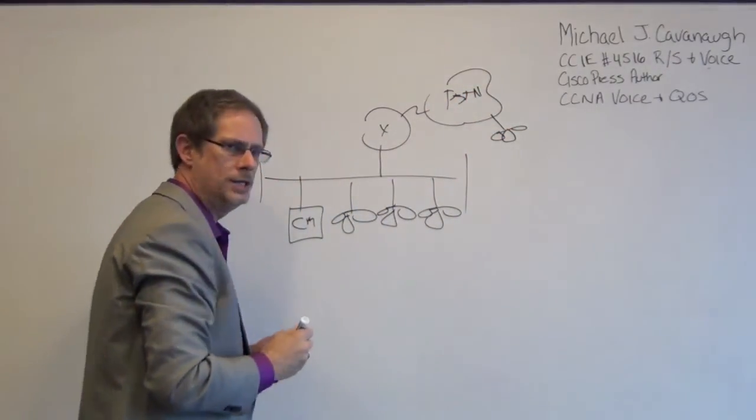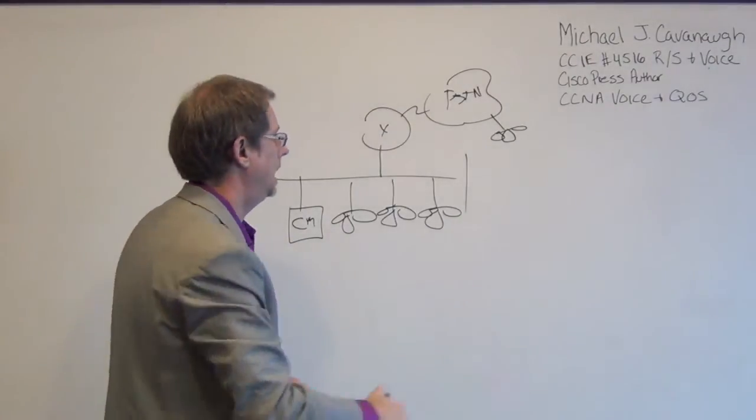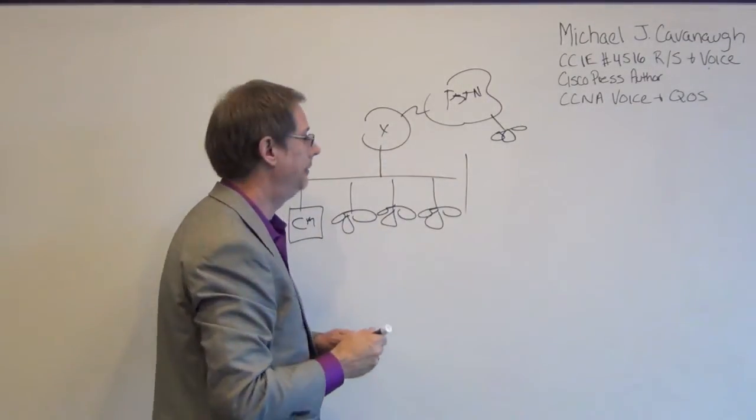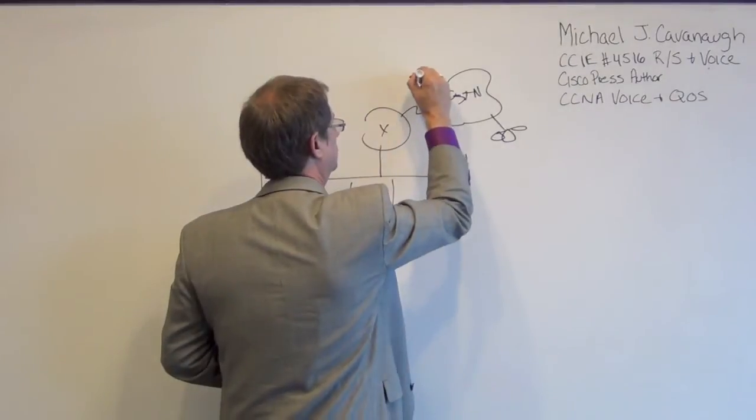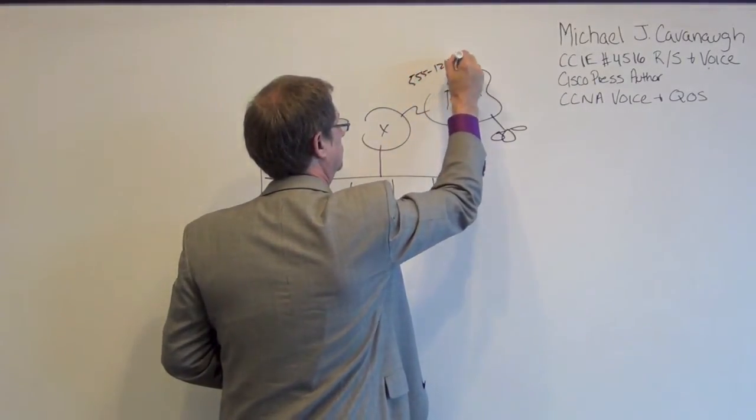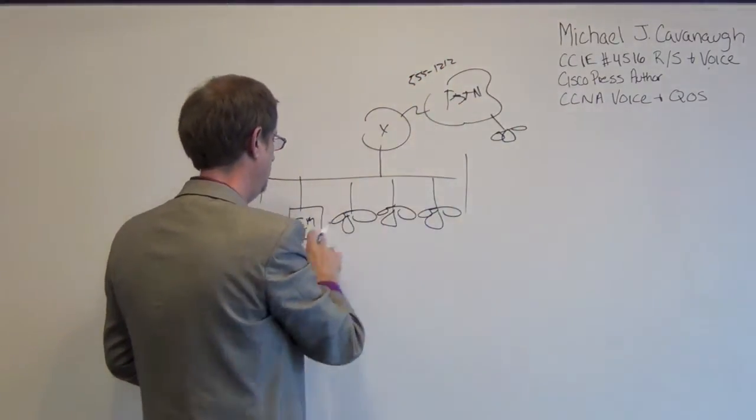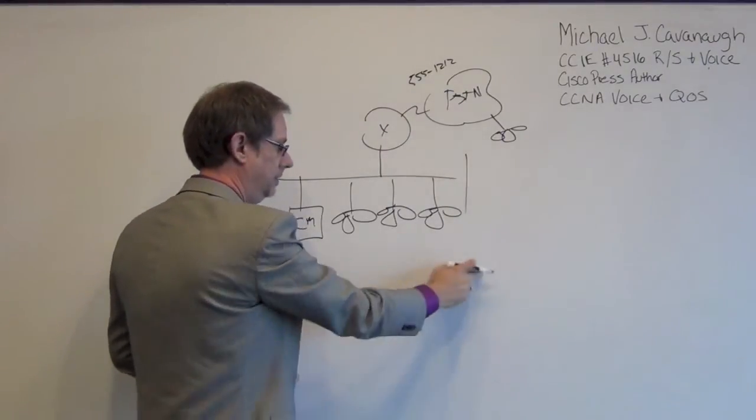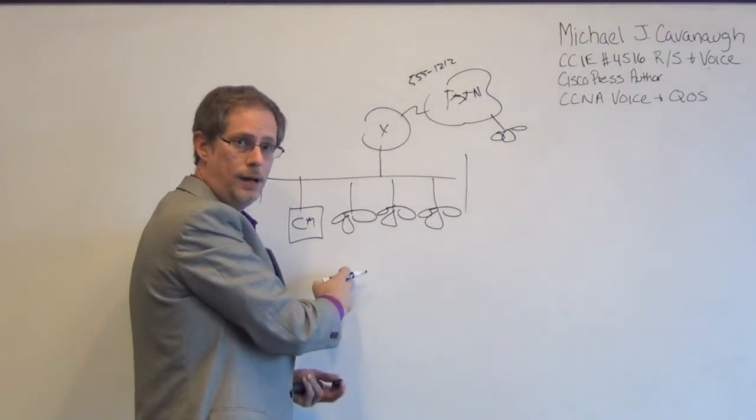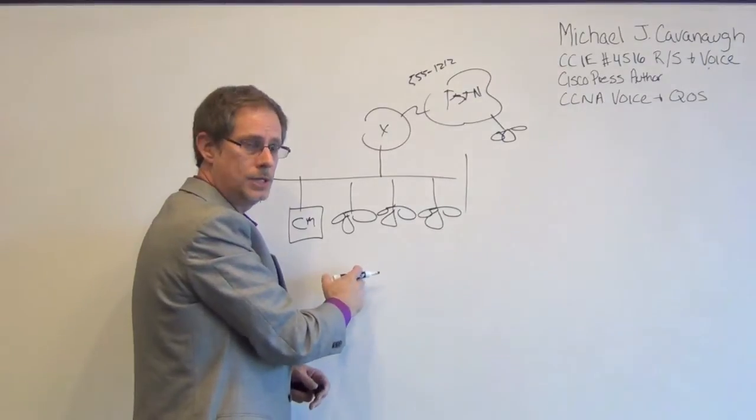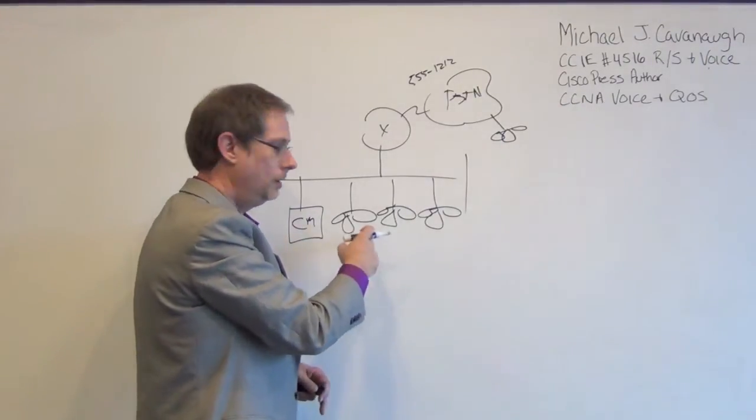So what is a hunt group? Essentially, I dial a number from the PSTN, let's say 555-1212. That number comes down the PSTN, goes to Call Manager. These phones are in a hunt group. I've got a couple options in this hunt group. The most common would be kind of a round robin.